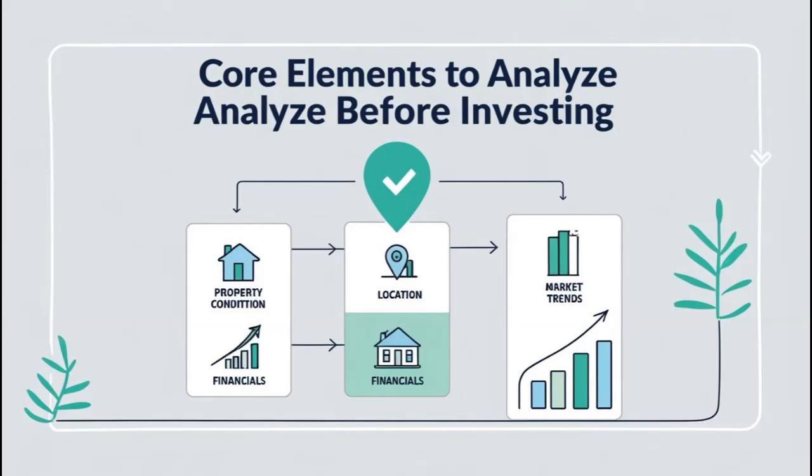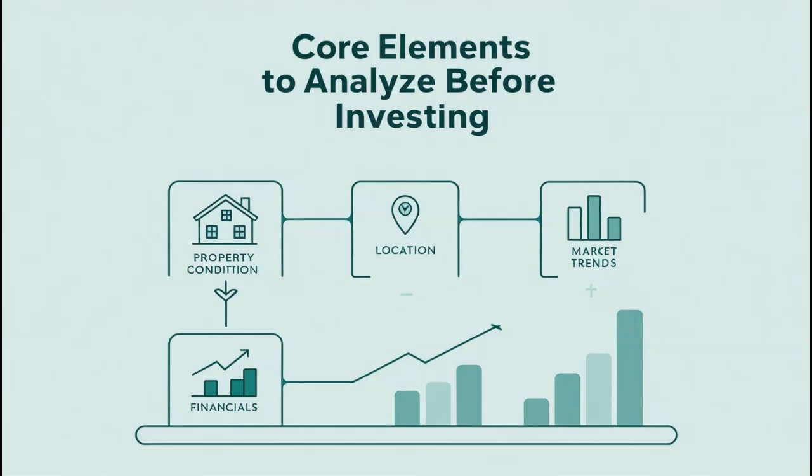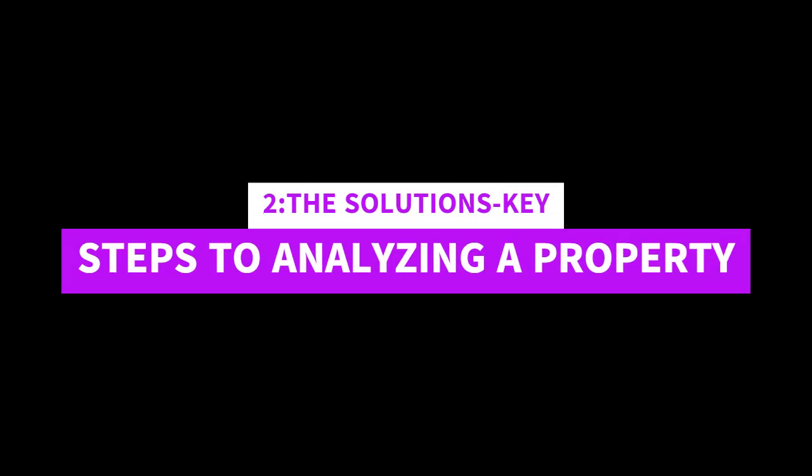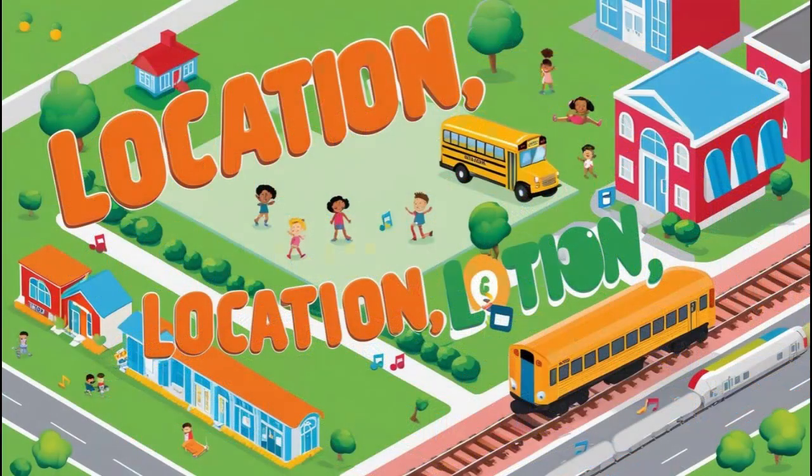So, let's fix that. In the next few minutes, I'll show you how to avoid these mistakes by breaking down the core elements you must analyze before pulling the trigger on any property. And don't worry, we're going to make it simple. 2. The solution. Key steps to analyzing a property. The first thing you need to analyze is, drum roll please, location.